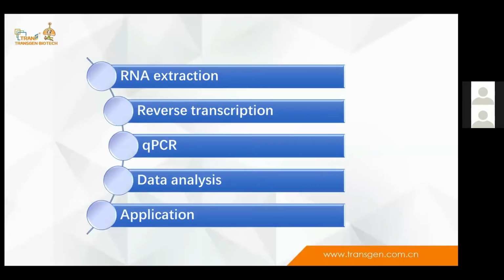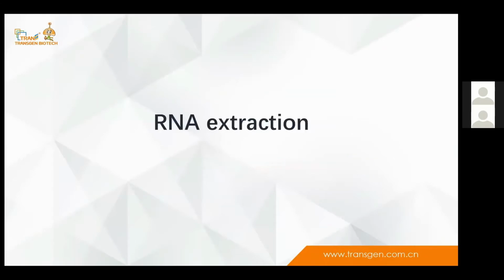Today's speech has five parts. The first one is RNA extraction. We have to extract RNA from the samples, from the materials. Then we will do reverse transcription to make the RNA into cDNAs. Then we will do the qPCR to detect specific gene expression levels. Then we do the data analysis and find out whether or not this is a good result. And the last part is amplification. Here we focus on the first one, RNA extraction.